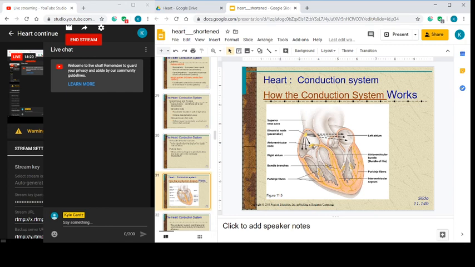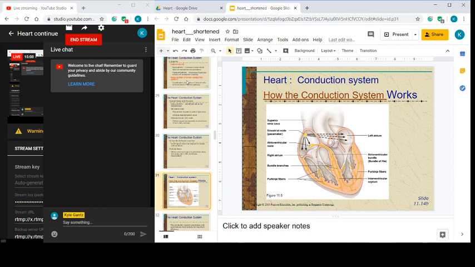Then it's going to hit the AV bundle and the bundle branches, and then hit the Purkinje fibers so that all of these muscles of the ventricular wall contract, causing a nice strong contraction and forcing blood, if it's in the right ventricle, through the pulmonary valve, into the pulmonary trunk, to the lungs. Or if we're talking about the left ventricle, through the aortic valve, into the aorta, into the body. All right.